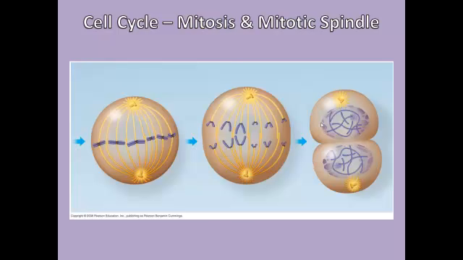In telophase, new nuclei form around each set of chromosomes. The chromosomes decondense as the DNA is unpacked. As this is happening, the cytoplasm divides through cytokinesis. When the two cytoplasms separate, two new cells are formed.